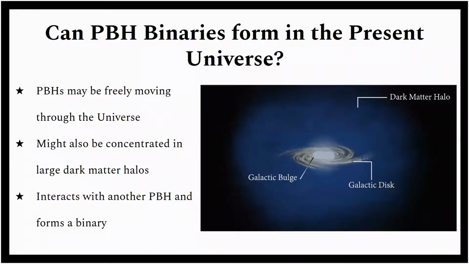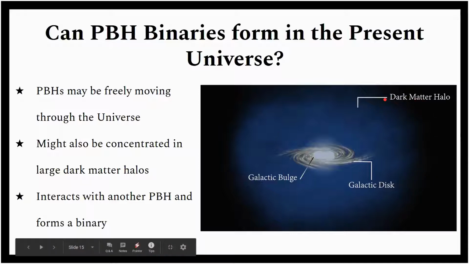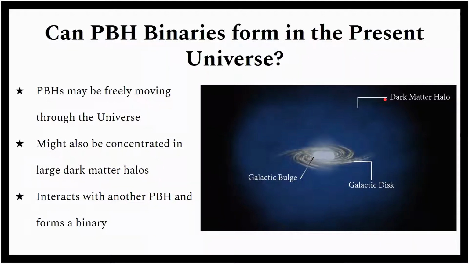This is because we think that primordial black holes are freely moving through the universe. Of course, there could be some which are interacting with other primordial black holes while they're traveling through the universe. But in another way, they're also predicted to be clustered around these large dark matter halos that usually surround galaxies. So that could also be a place where two primordial black holes tend to interact with each other and form a binary. And in terms of detection, that's exactly what we want to detect.